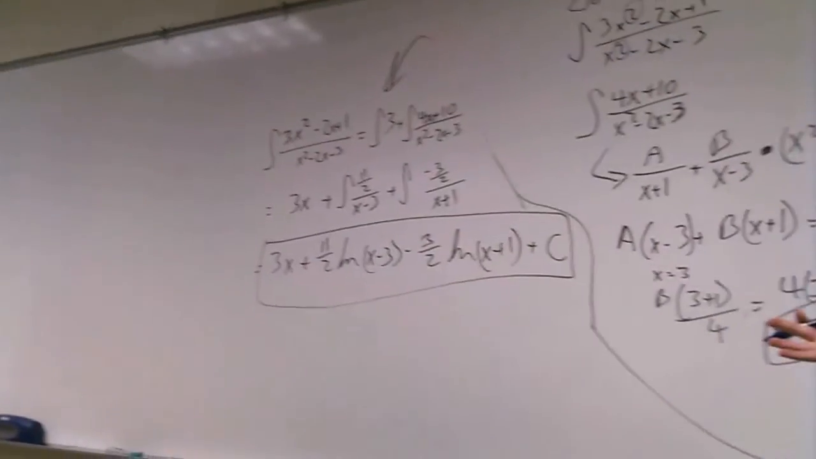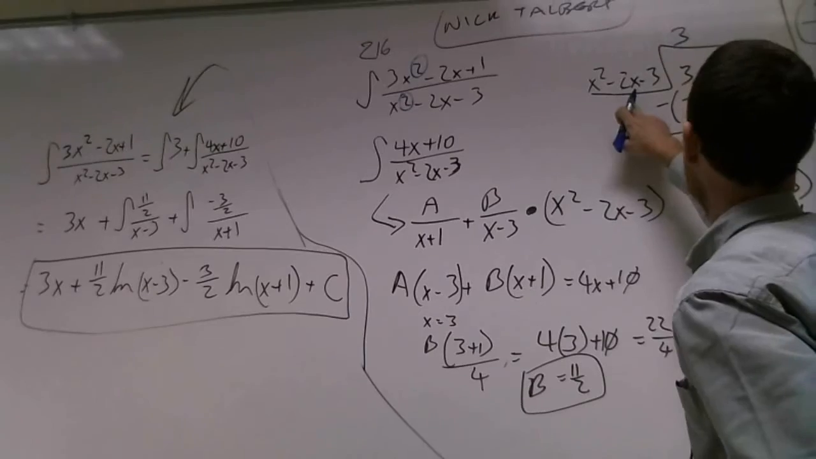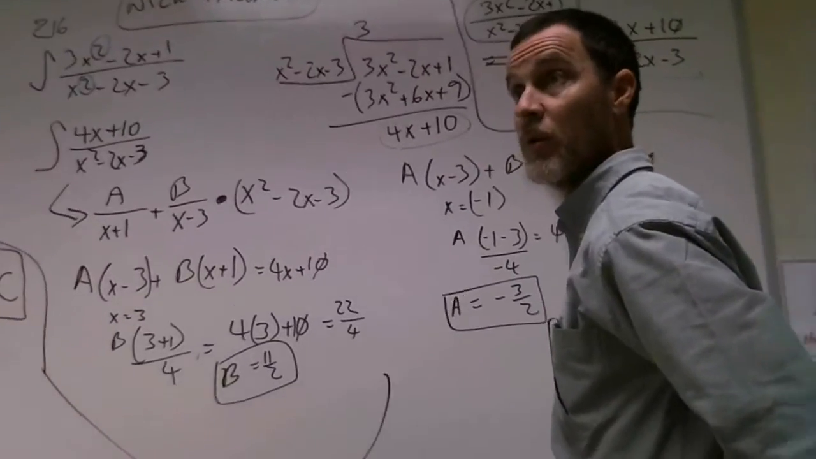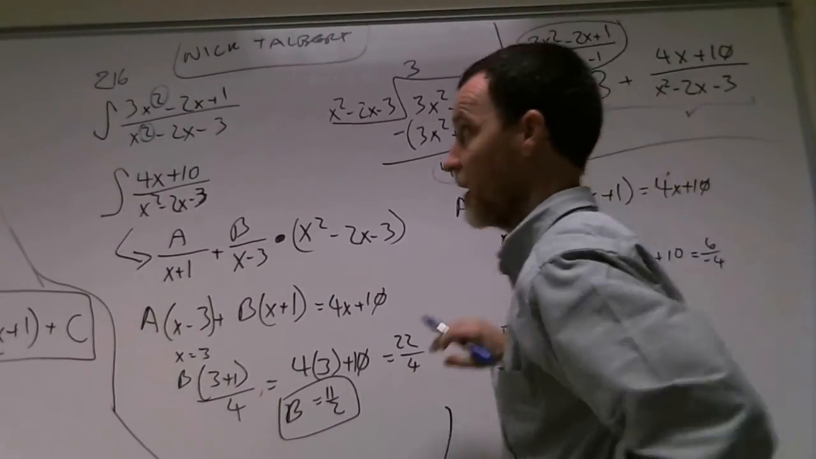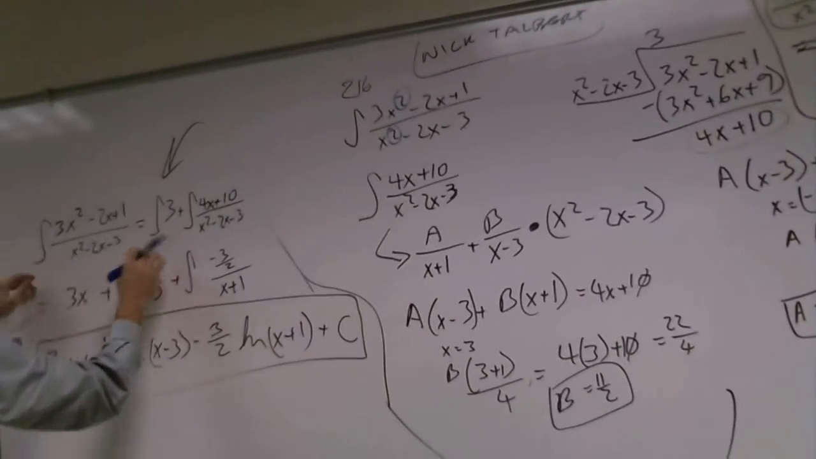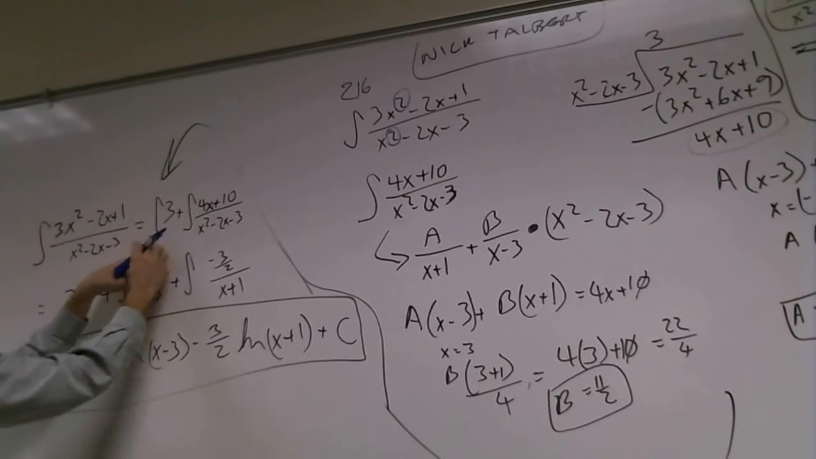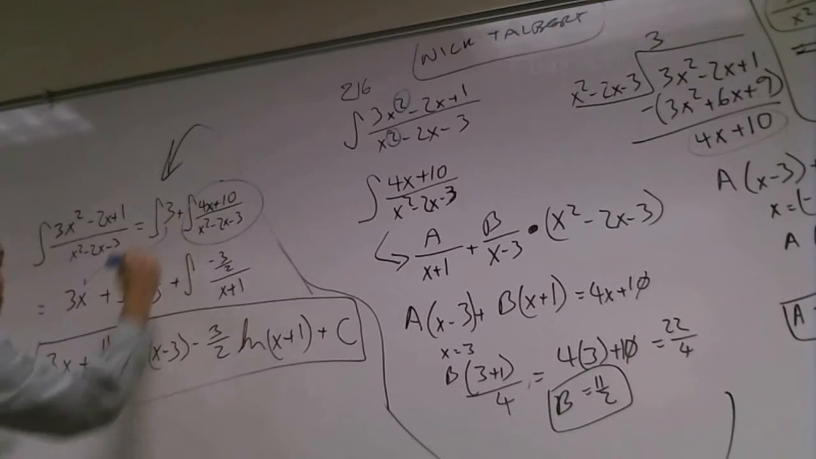Okay, so over here, the lesson is the degree of the top was greater than or equal to the degree of the bottom. Therefore, you use algebra to simplify. The algebra says divide the top by the bottom, and what you get are two things, each of which is integrable. This one's easy to integrate, and that one's pretty easy to integrate. So if this is equal to 3 plus (4x plus 10) over the denominator, then the integral of this must be equal to the integral of that. This part's easy, and this part is partial fractions.